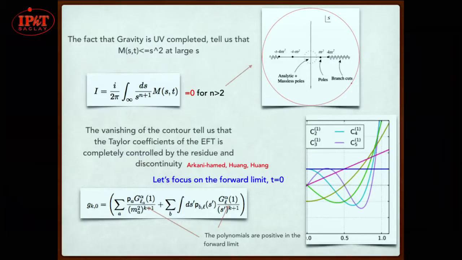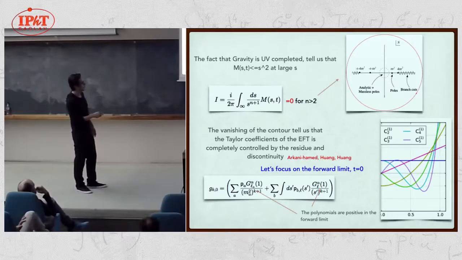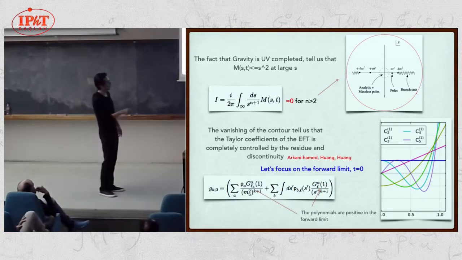Just like the previous forward limit bound, you can also see it directly from this equation already, because the forward limit just corresponds to t equals 0, and that just translates to all of these Gegenbauer polynomials being evaluated at 1. If you look at all the Gegenbauer polynomials and their argument, you see that they are all definite positive at 1. So you know that this is a definite positive function.